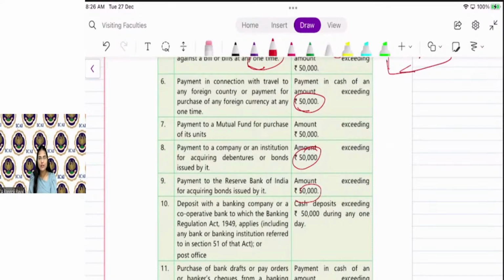Payment to Reserve Bank of India for acquiring bond issued by it. If you are purchasing the bond issued by the Reserve Bank of India, RBI, and the amount of the bond is more than 50,000, then you have to provide your PAN. Deposit with banking company or cooperative bank to which Banking Regulation Act applies, or post office. Cash deposit exceeding 50,000 during any one time. So if, say for example, you are depositing cash to the bank and the single deposit is more than 50,000, then you have to provide your PAN to the bank.